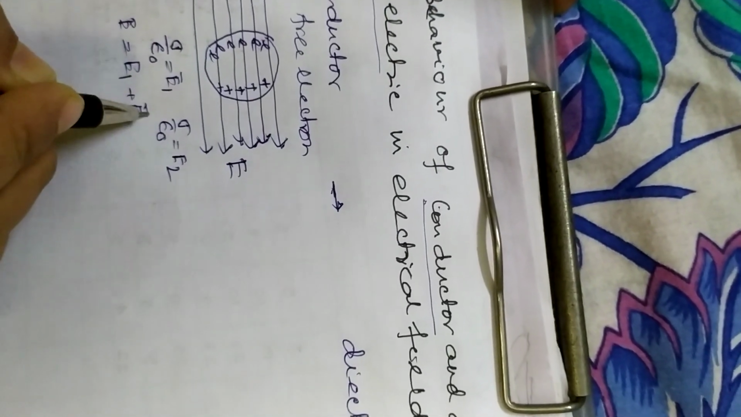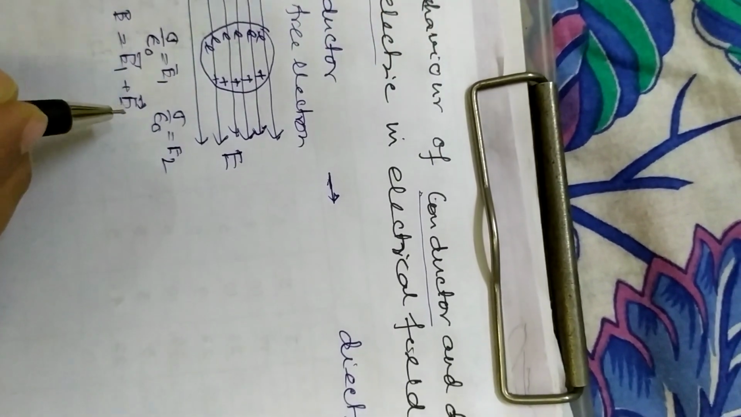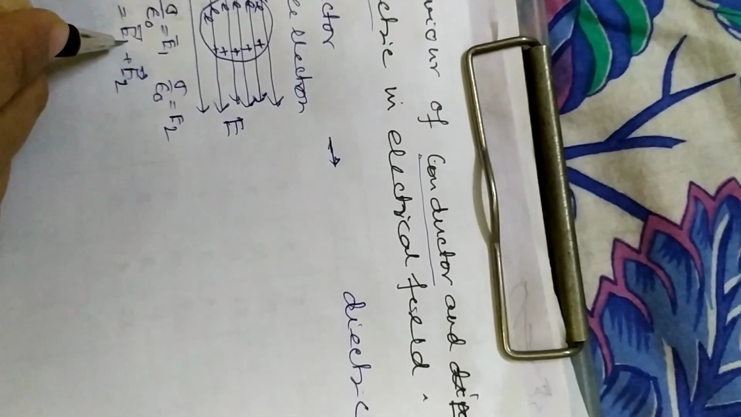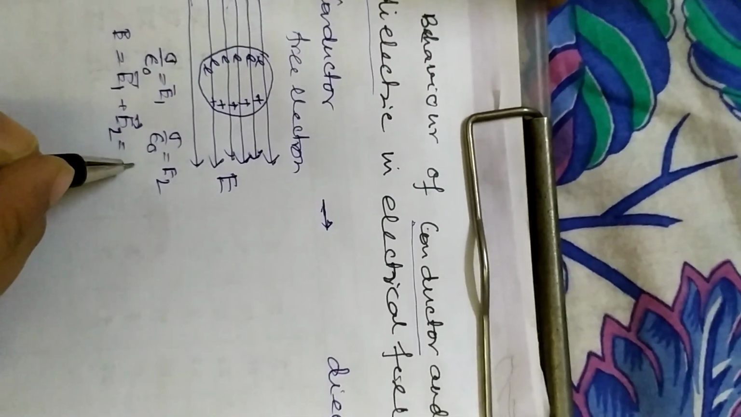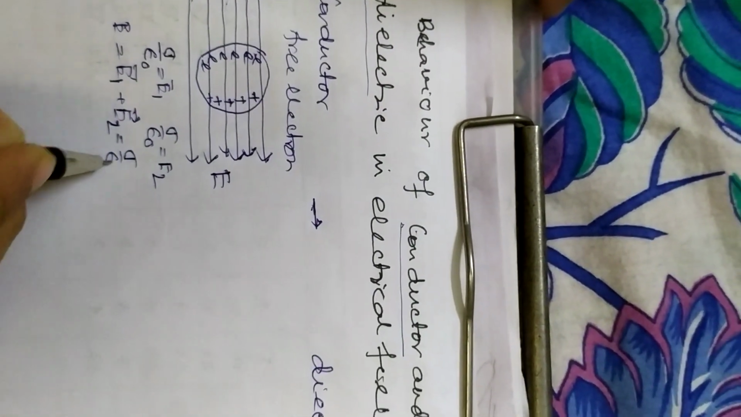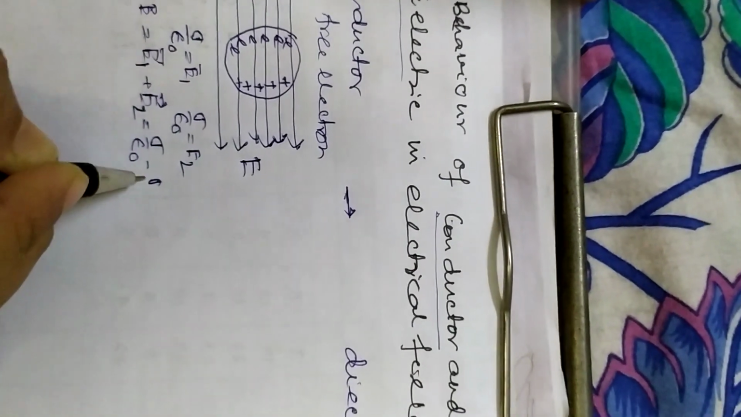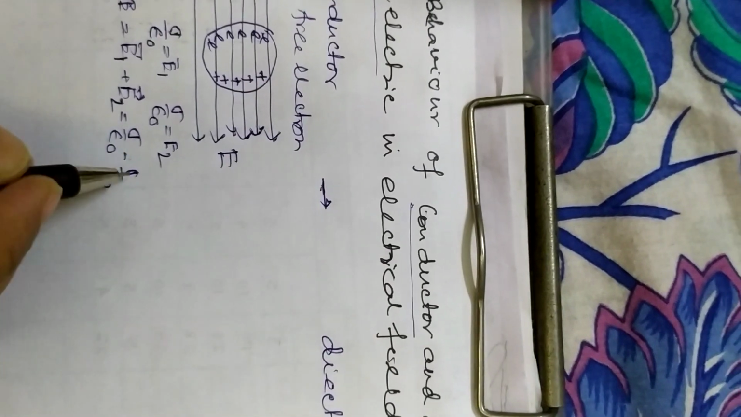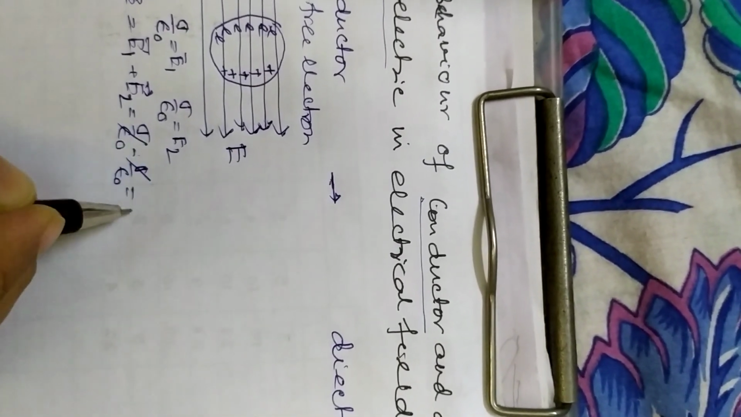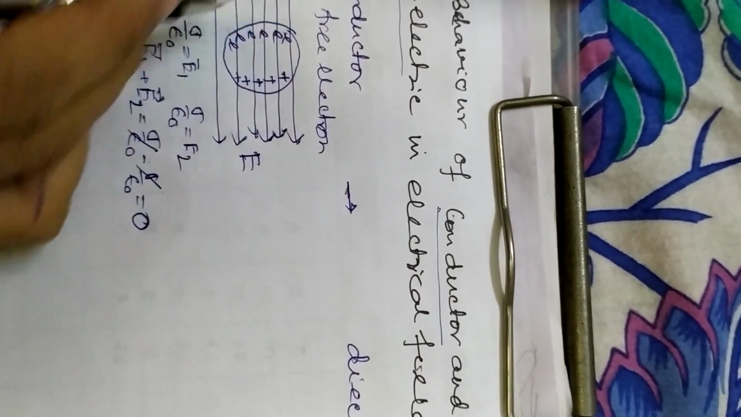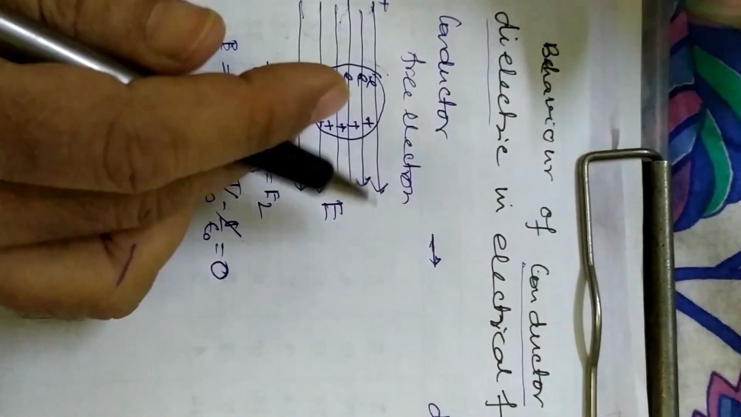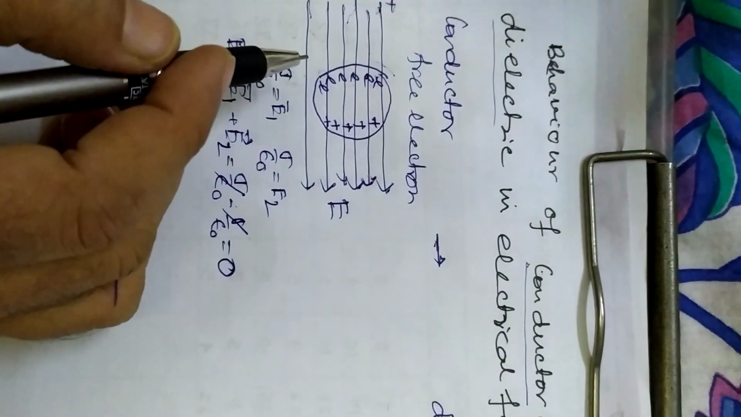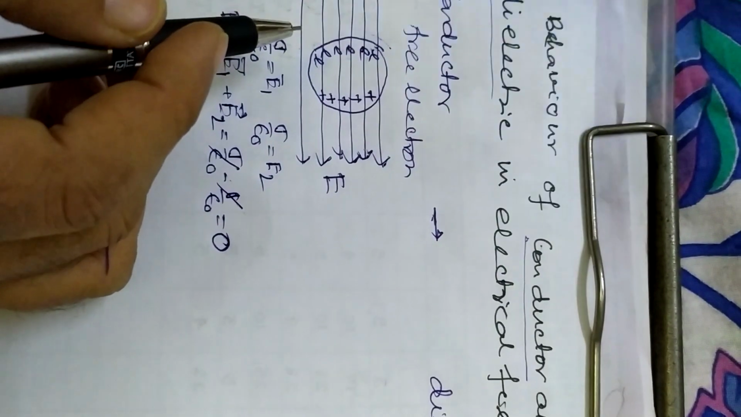Okay, and the net electric field E will be E1 plus E2. This one will be added in this way, and hence the net electric field will be sigma by epsilon minus sigma by epsilon. As it is negative, they will cancel each other and we will have zero electric field inside a conductor.